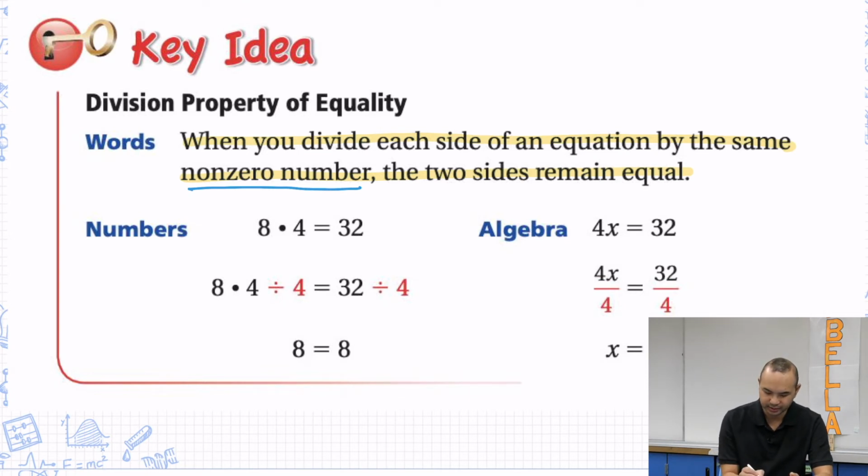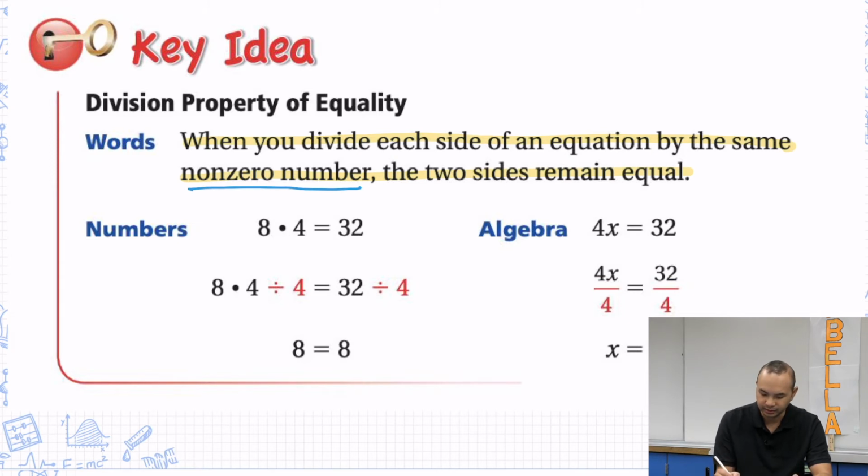Okay, so here this is 8 times 4 equals 32. If I undo that multiplying by 4, I divide the left side by 4 and the right side by 4, you get 8 equals 8. The same idea applies in algebra when there's an unknown. So 4 times something equals 32. Well, this said times, so I'm going to undo that by dividing. So if I divide by 4 on both sides, I get x equals 8.